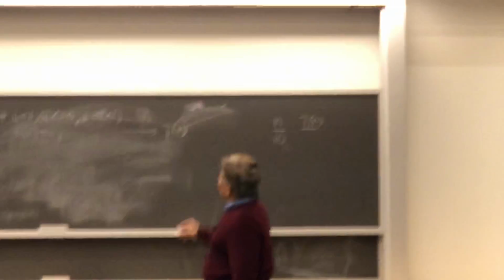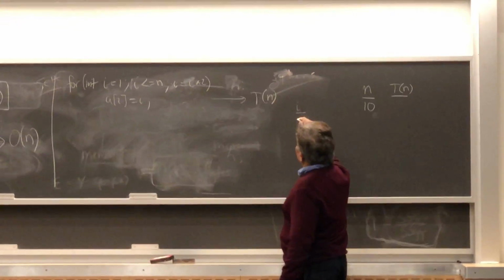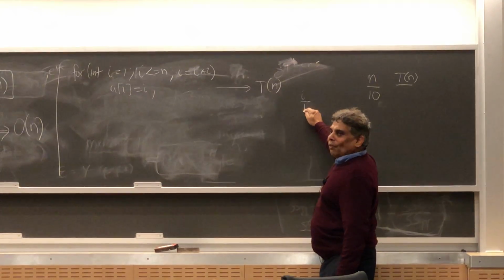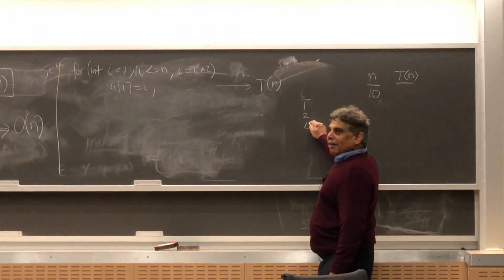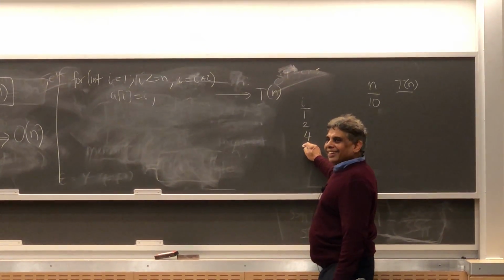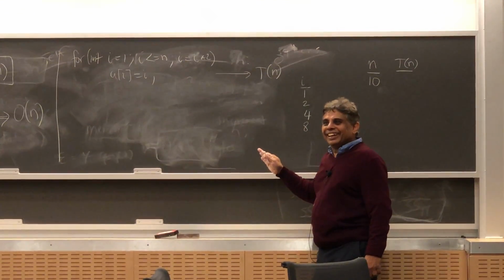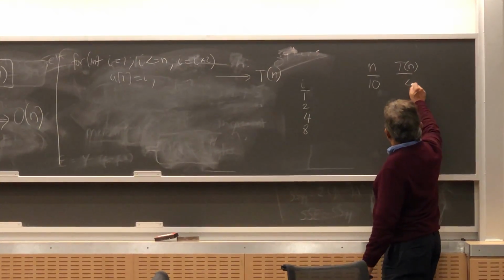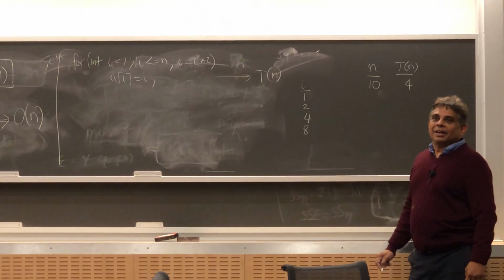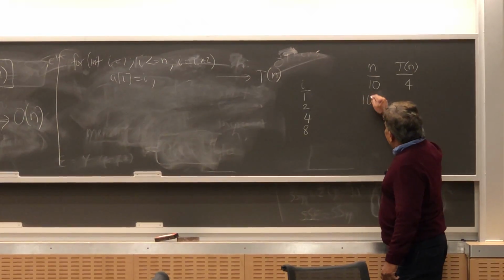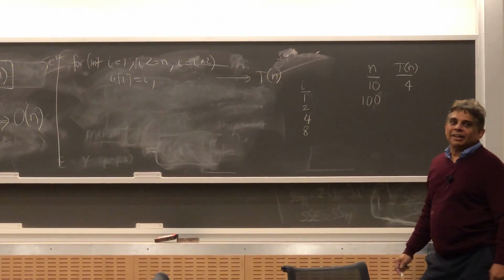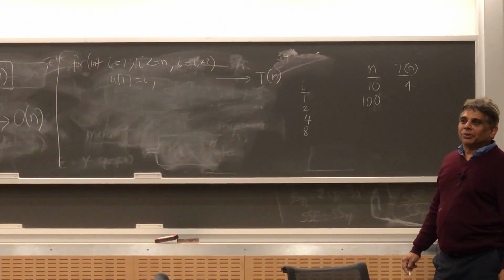If n is 10, the i will go from what? I will start from 1, it'll become 2, it'll become 4, it'll become 8. It won't do anything after that, right? So it will only do this 4 times. What if you make n 100? How many times are you going to run this?